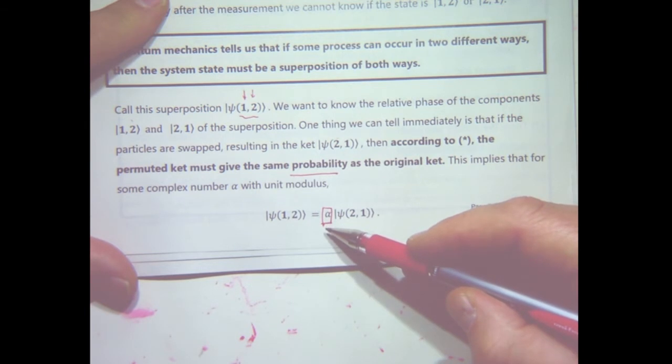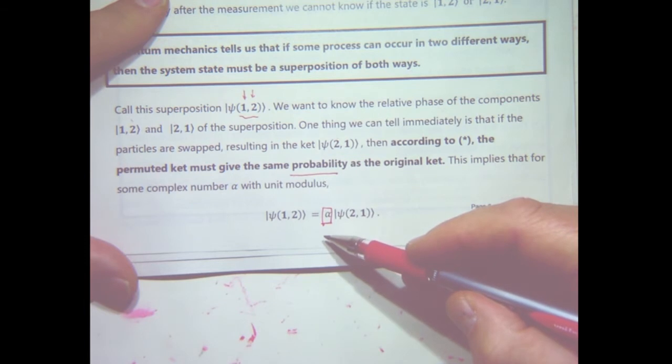Yeah, professor? Why are those labels different for the non-identical particles? As in, why did we label them with 1 and 2? Wouldn't they be the same?